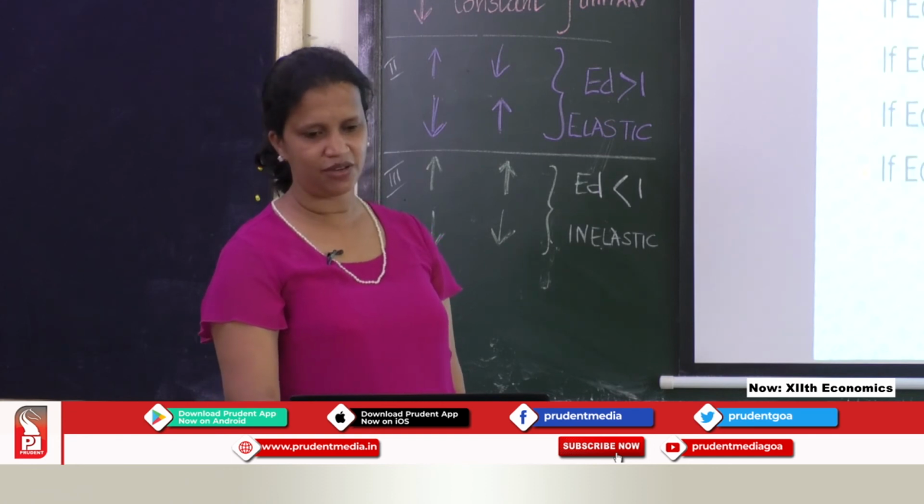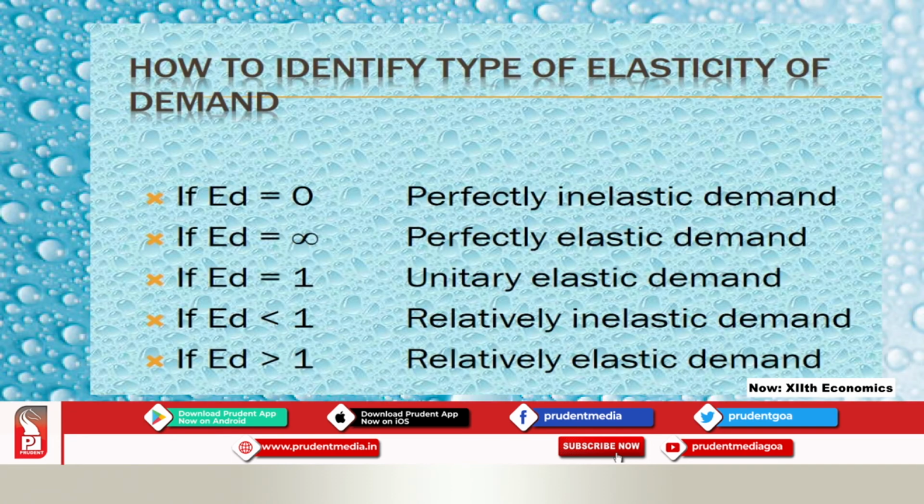Clear? Okay. So if you get the value of ED in any of these categories, you will have to write what is the type of elasticity. For example, after calculating the numbers, you get the value of ED as 0. Therefore you have to say perfectly inelastic demand. If you get a number which is infinite, in that case it will be perfectly elastic demand. If it's 1, unitary elastic demand. If it's less than 1, relatively inelastic demand. And if it's a number which is greater than 1, 2, 3, 4, any number, then it is relatively elastic demand.